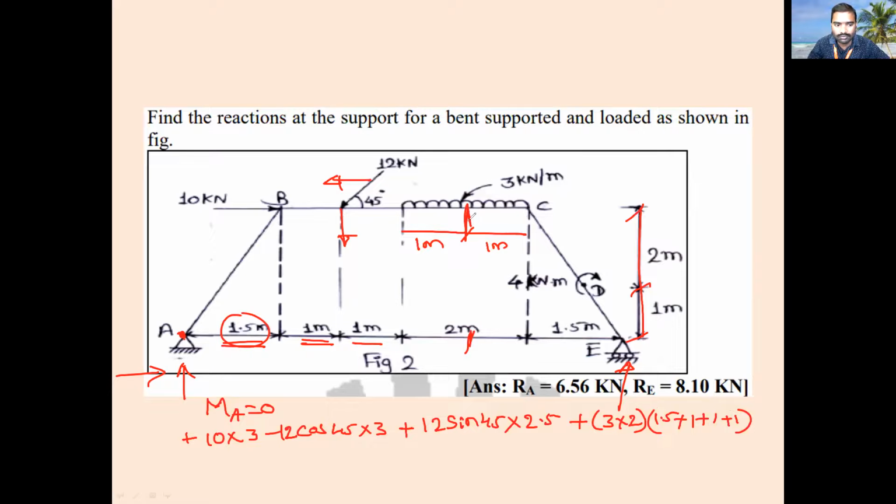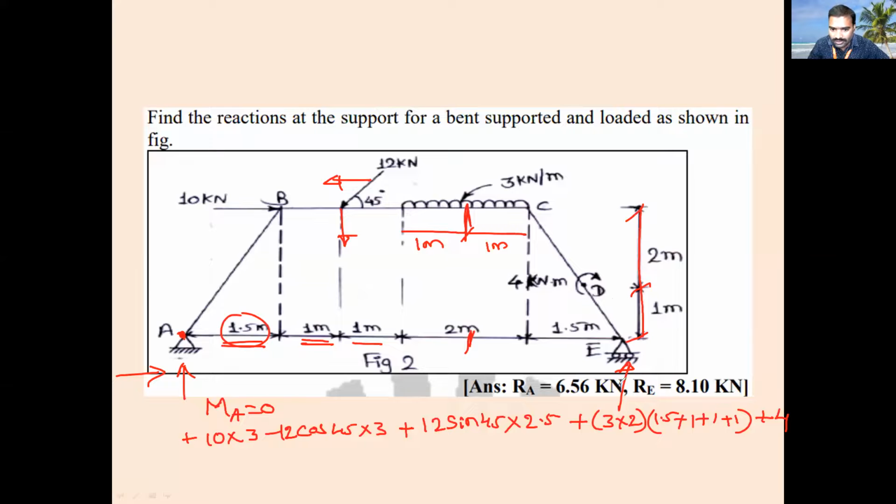Then what is there? There is a moment at point D, 4 kilonewton meter. Is it clockwise or anti-clockwise? Clockwise. So plus 4 kilonewton meter. Will you multiply by distance? No, you are not supposed to multiply.